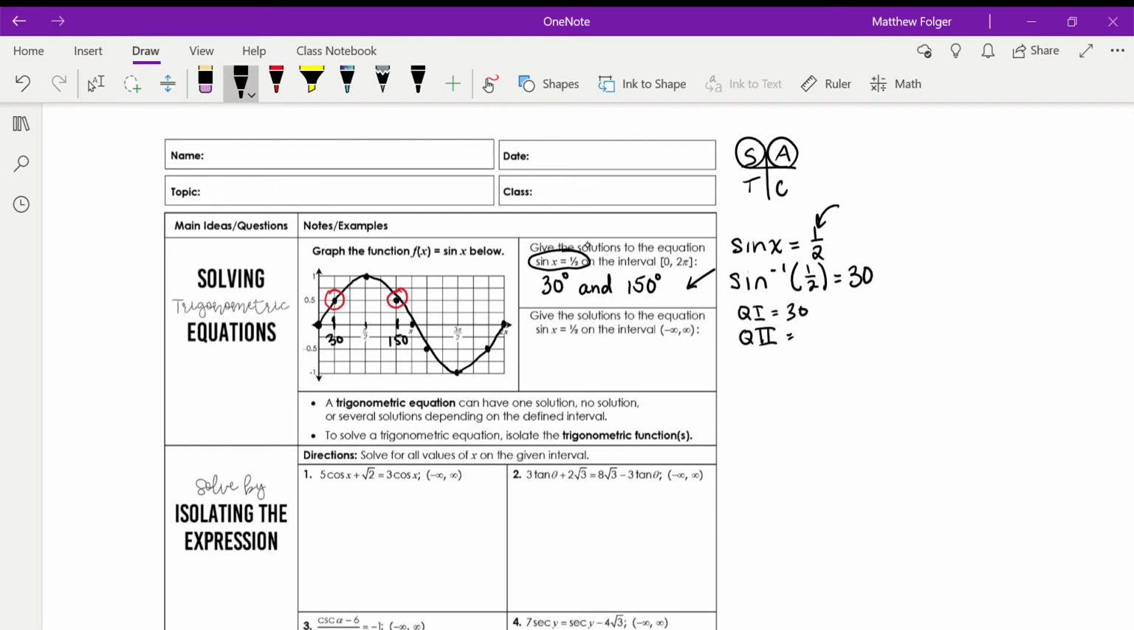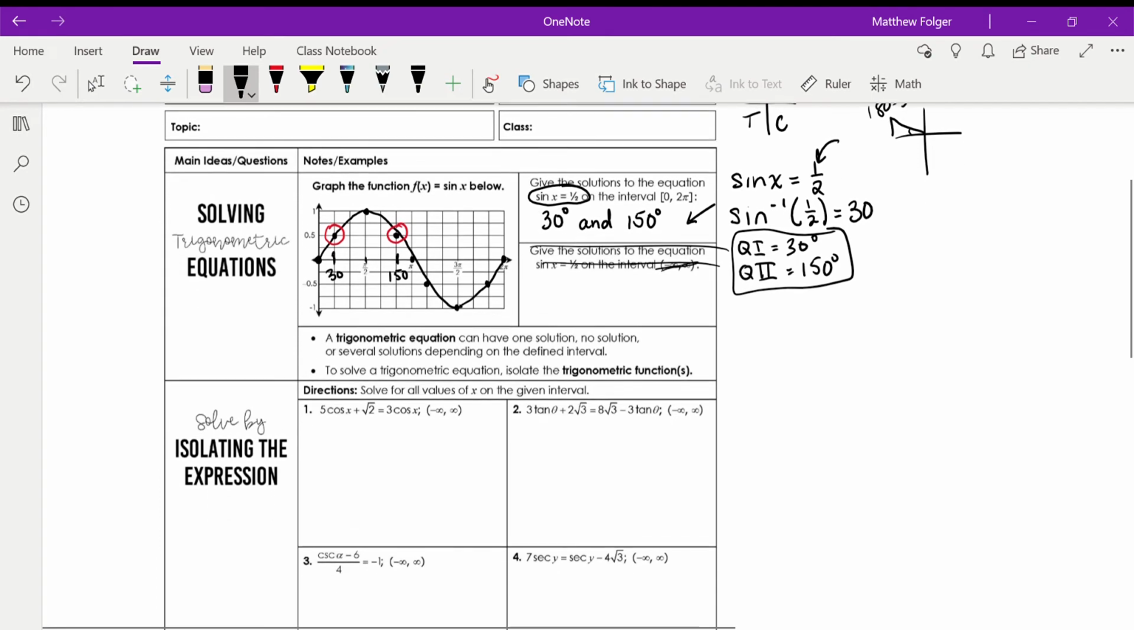So 30 in quadrant 2, remember, the reference angle means that it's 180 minus 30, which is 150 for that one. So that's an alternate way, and this is actually the way that we're going to be going about doing it. Now, don't worry about this negative infinity to infinity part. We're going to deal with that some other time. Okay, so let's jump in. Hopefully this will make a little bit more sense when you see an example.